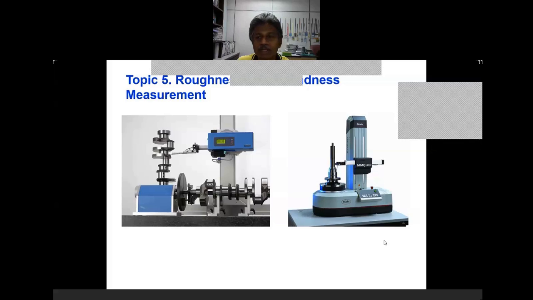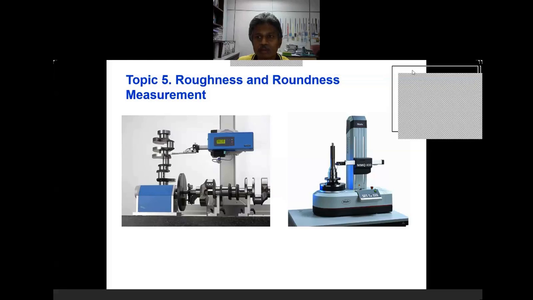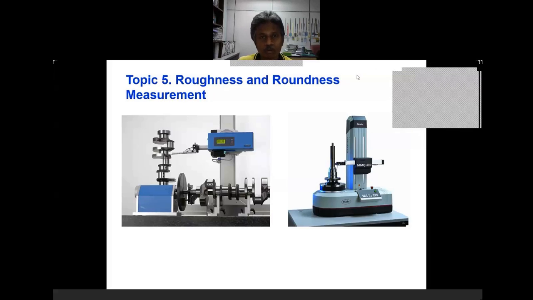Okay, so welcome back. Good morning to everyone. And today we're going to look at probably the last topic known as roughness and roundness measurement. As I mentioned earlier, if there is a bit of time, then I will try to just introduce the concept of GD and T later. So today we are going to look at roughness measurement and roundness measurement. Usually these two go together because they come under the area of surface metrology.